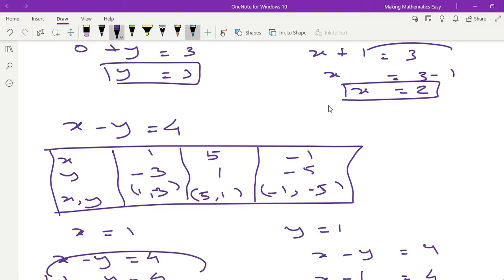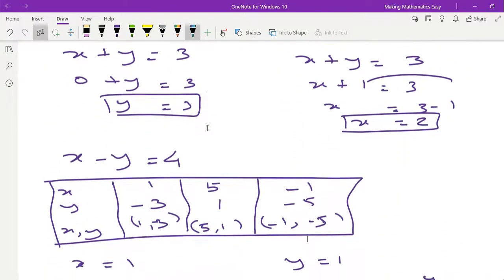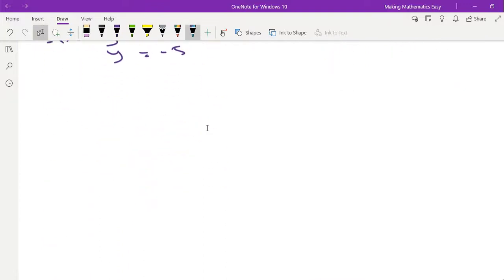Okay, that's it. So now the tables for both the equations are ready. Now all you need to do is draw a graph. Okay, I may not be able to draw correctly on this.